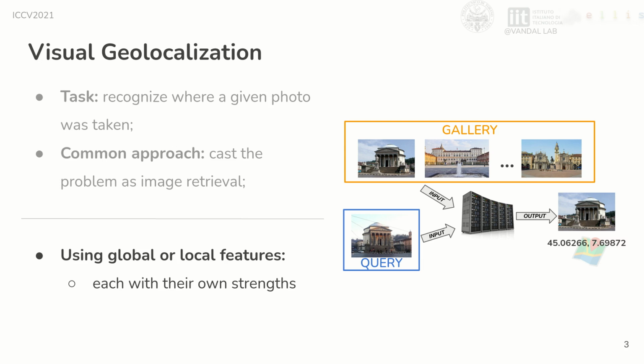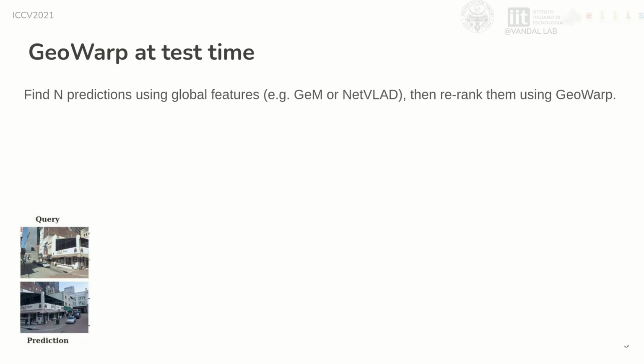Here we propose GeoWarp, a method which takes the best of both worlds. At test time, the goal is to first find a number of predictions using a CNN with global features, for example, extracted with a GeM pooling or a NetVLAD layer. Then we aim to re-rank such predictions.